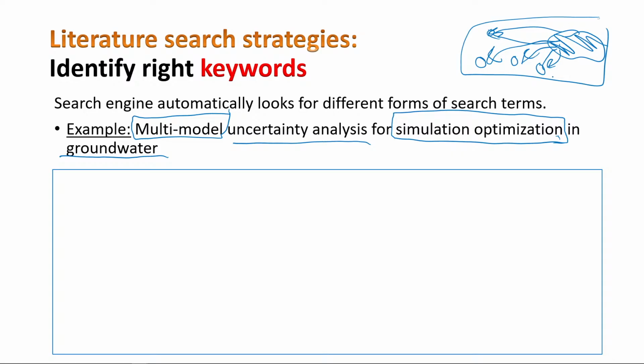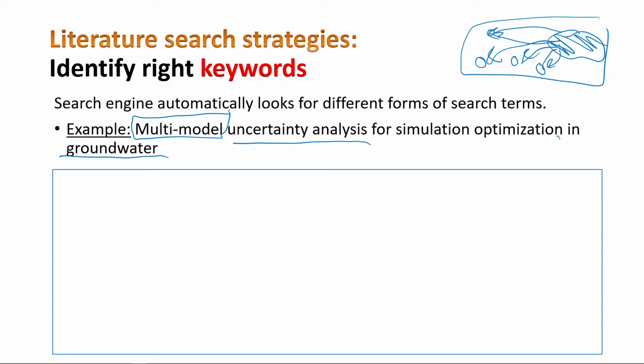So the simulation would be the simulation model, like MODFLOW, for example, and the optimization could be whatever optimization algorithm you want to use for optimizing your design. But what is multimodal? The problem is that this MODFLOW model is just one conceptual model of the subsurface, but the subsurface is unknown. So we could conceptualize the subsurface in different ways. So you don't want to base your design on just one model.